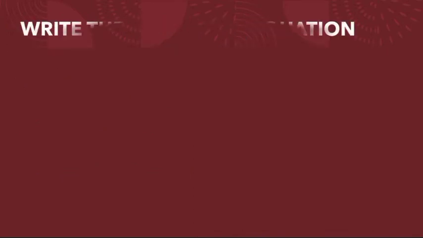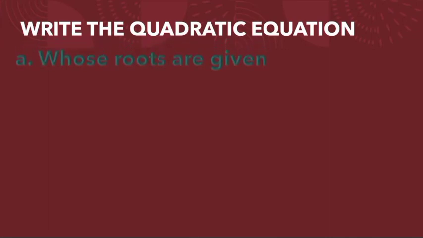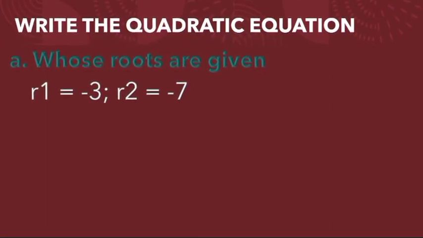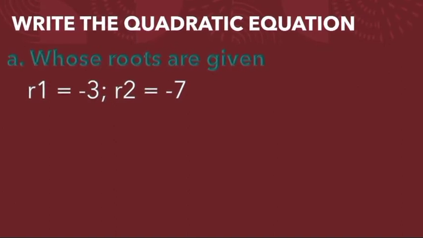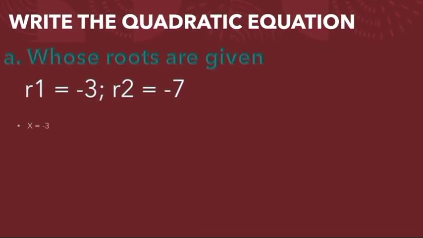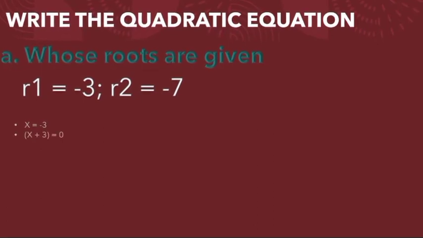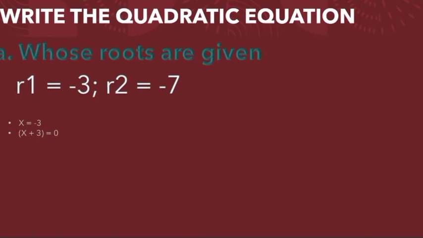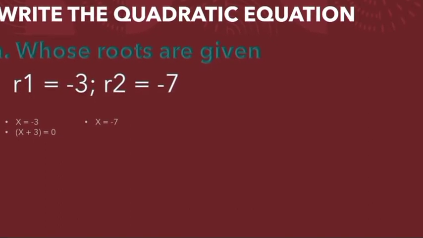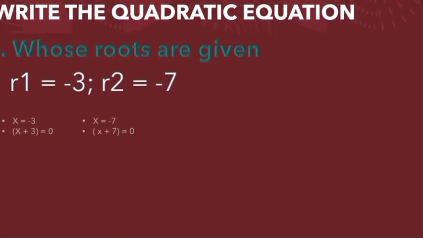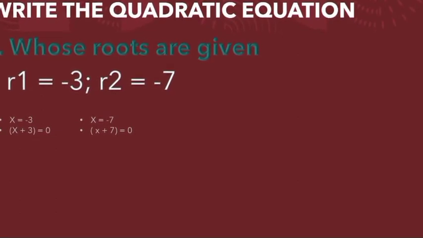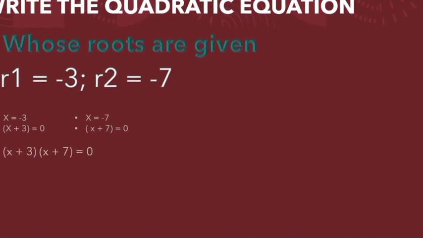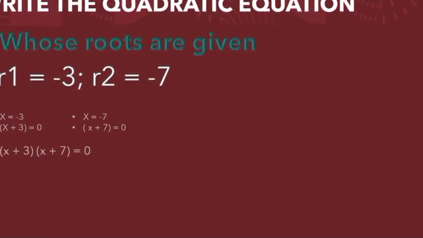Now, paano naman natin malalaman ang ating quadratic equations kung ang roots lang ang given? So, example, R1 is equal to negative 3 and R2 is equal to negative 7. Gawin lang natin is pabalik lang yung ating factoring. So, x is equal to negative 3, then equate it to 0, that becomes x plus 3 equals 0. So, ganun din sa isang root, x is equal to negative 7, x plus 7 is equal to 0. Then, multiply x plus 3 times x plus 7.